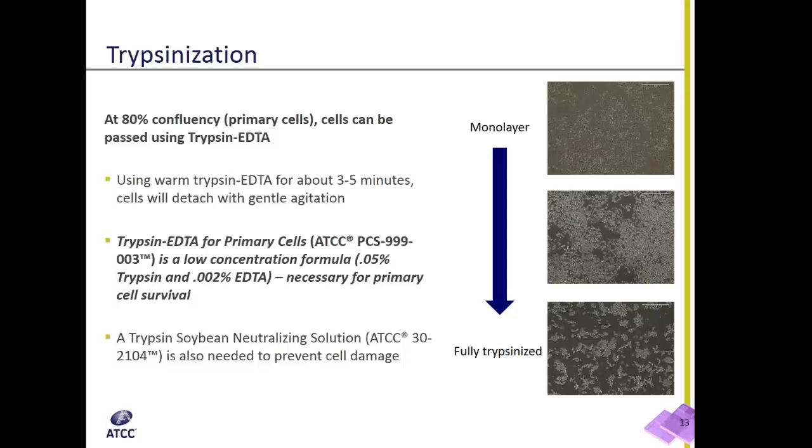Long-term exposure of cells to trypsin can be detrimental, so the time cells are exposed to trypsin should be minimized. Also note that if using primary cells, a special lower concentration formula of about 0.05% trypsin, 0.002% EDTA should be used. Primary cells are very sensitive to trypsin, and in this case, physical agitation of the cell culture dish is definitely needed for detachment. When trypsinization is complete, the reaction needs to be quenched, ideally with a soybean trypsin neutralizing solution. Again, this will help protect the cells from damage due to long-term exposure to trypsin.